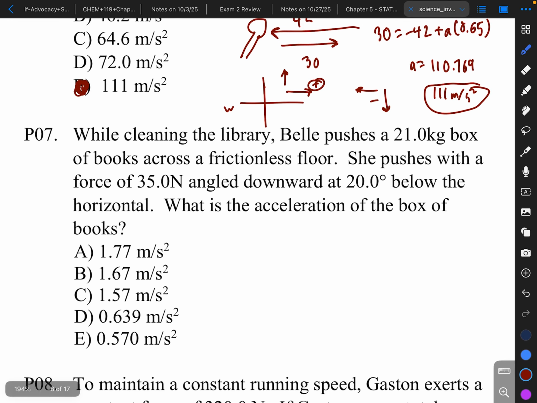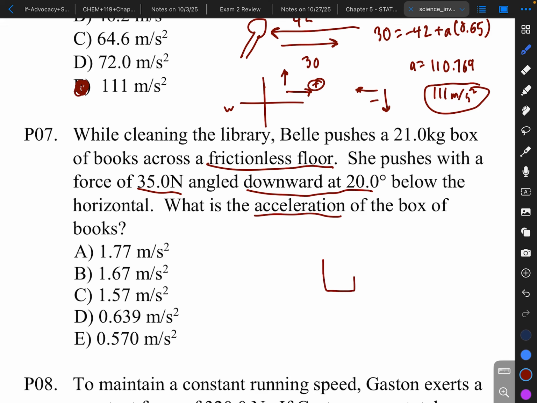For 7, while cleaning the library, Belle pushes a 21 kilogram box of books across a frictionless floor. She pushes with a force of 35 newtons angled downward at 20 degrees below the horizontal. What is the acceleration?